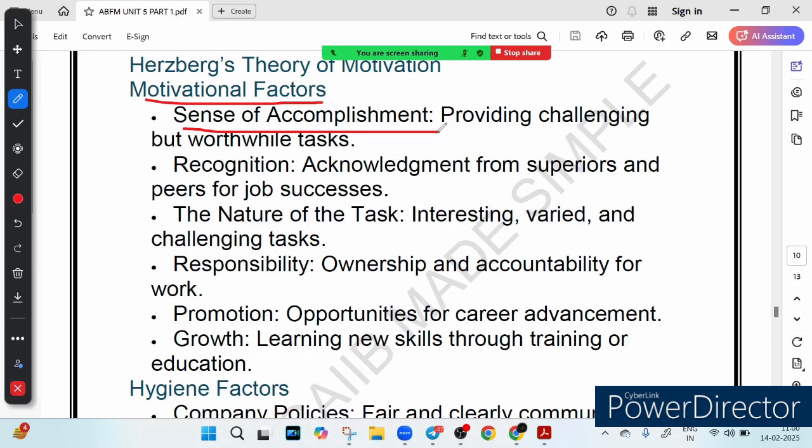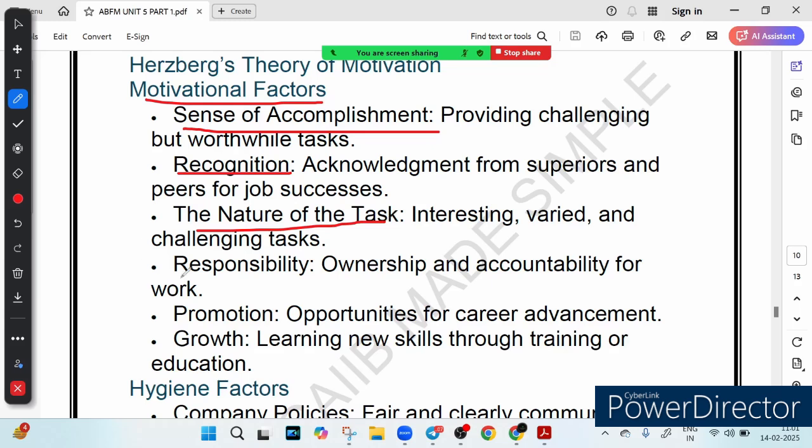So that is motivation. The second is called recognition. Recognition means getting a "well done" from your boss or team, which boosts confidence. The third is the nature of the task. So that is a challenging task. Repetitive work is boring, but an exciting challenge keeps us engaged.